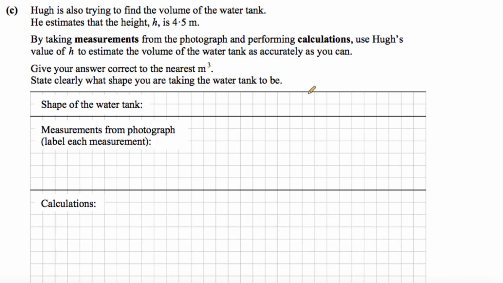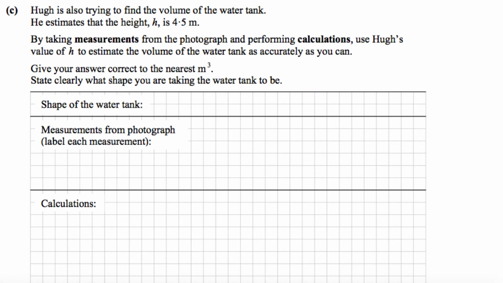Okay, finally, part C. Hugh is also trying to find the volume of the water tank. He estimates that the height h is 4.5 meters. By taking measurements from the photograph and performing calculations, use Hugh's value of h to estimate the volume of the water tank as accurately as you can. Give your answer correct to the nearest meter cubed. State clearly what shape you are taking the water tank to be.